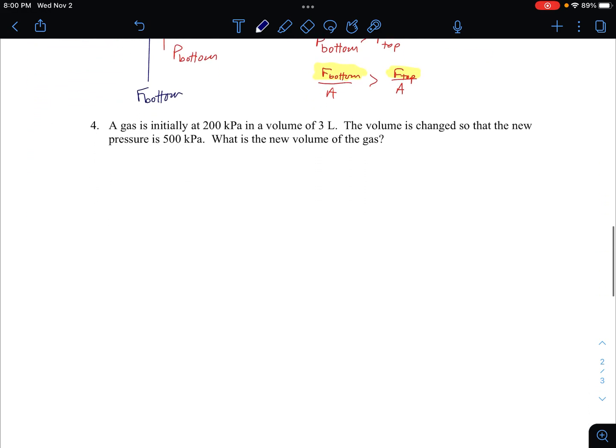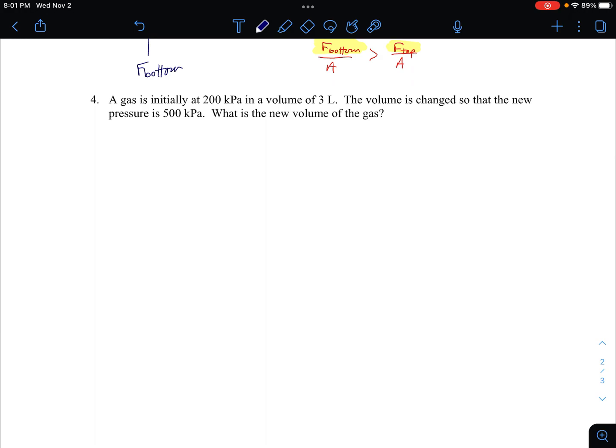All right, number 4, a gas is initially at 200 kilopascals in a volume of 3 liters. The volume is changed so that the new pressure is 500 kilopascals. What is the new volume of the gas? All right, so let's go ahead and recall from class. This is Boyle's law, which says that the product of the pressure and volume of a gas is equal to a final pressure and volume, provided that temperature is held constant.